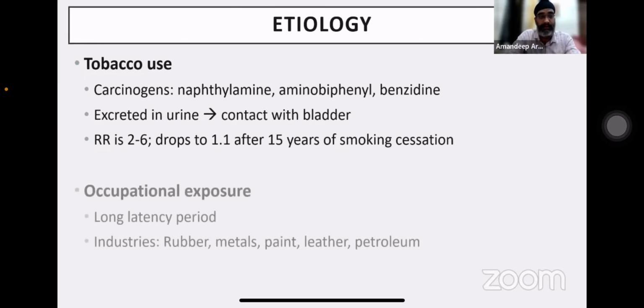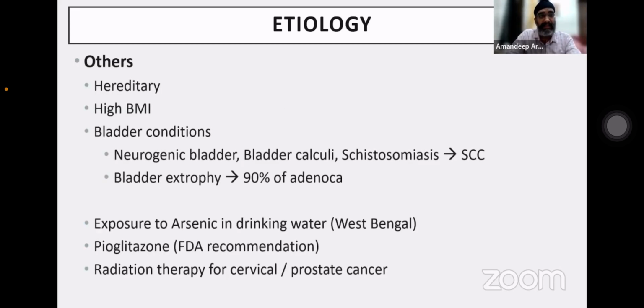of the general population. Occupational exposure has a long latency period, but when you're taking your case, you need to inquire whether the patient has had anything to do with working in industries like rubber, metals, paint, leather, and petroleum. Again, a lot of chemicals and carcinogens which result in bladder cancer. These are some other etiologies.